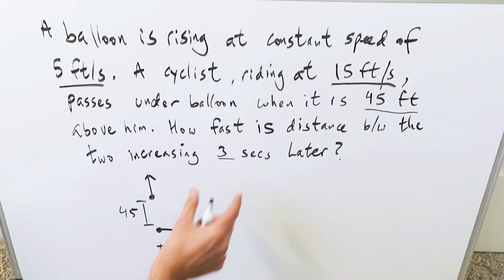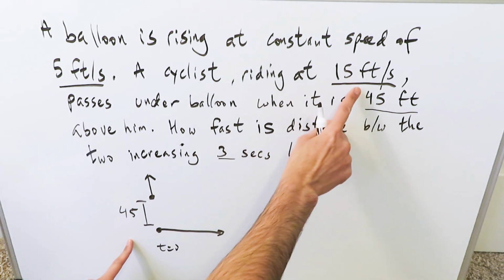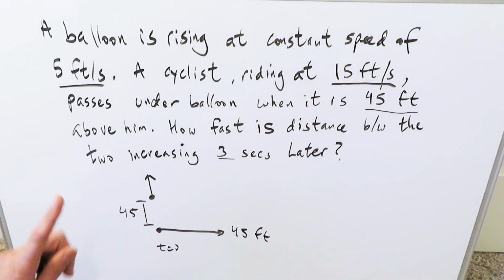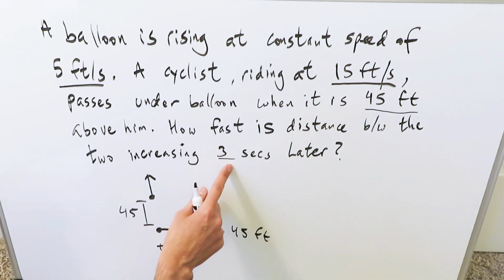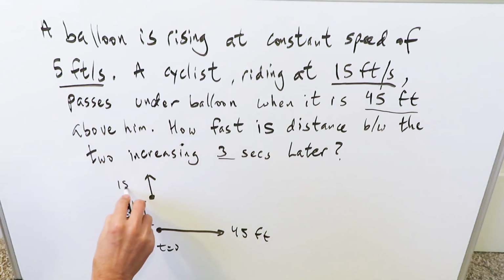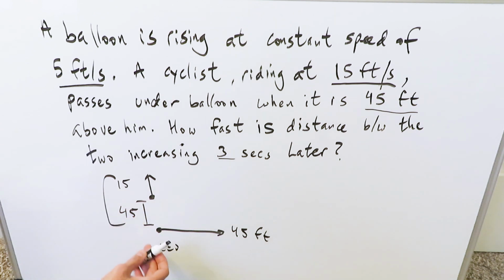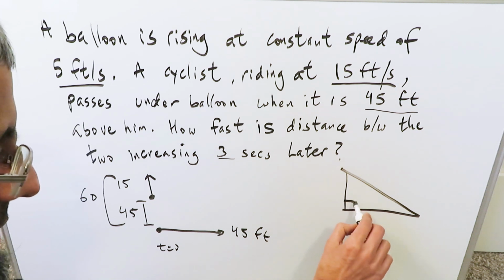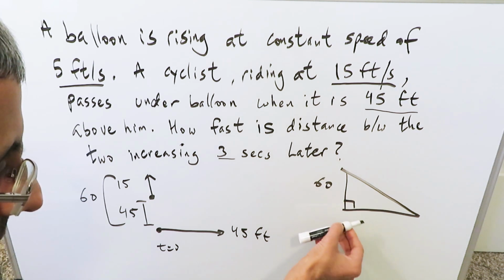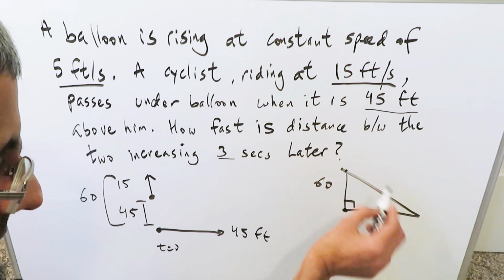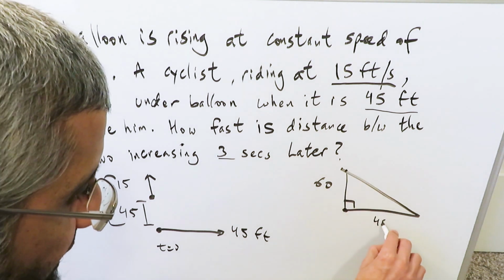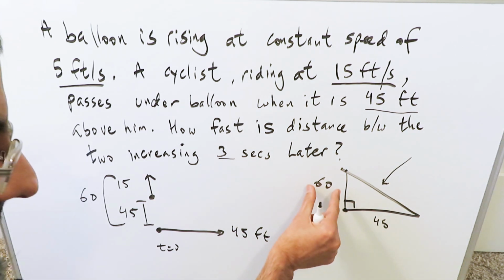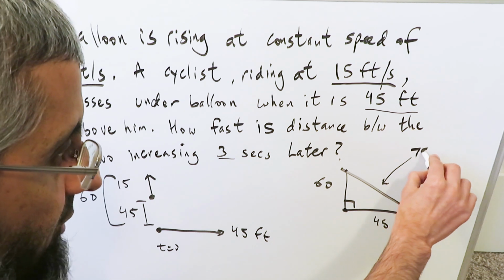3 seconds later, how much distance has been covered? If the cyclist is going at 15, 3 seconds later he has covered 45 feet in total distance. But in that same time, 3 seconds, the balloon, which is going at 5 feet per second, has covered an additional distance of 15 feet. So you have 45 plus 15, which is 60. If you bring everything into a right triangle, you have 60 feet along the ground where the cyclist is, and 45 feet of vertical distance. If you do a squared plus b squared is equal to c squared, you can easily determine that 60 squared plus 45 squared, the square root, will be 75.